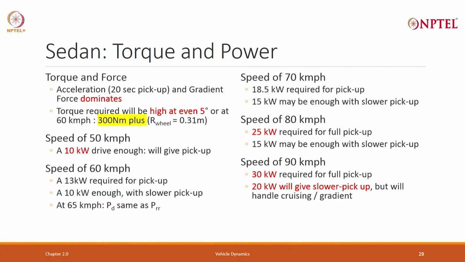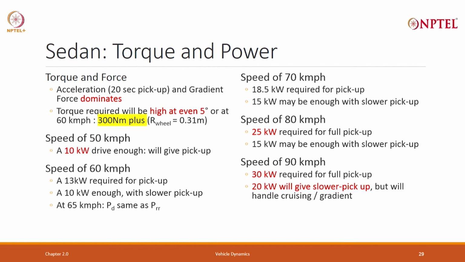For speed up to 90 kilometer per hour, you suddenly require 30 kilowatt for pickup. 20 kilowatt may be enough, including for slope. Slope, of course, you will not go at 90 kilometer per hour, you will go at 30 kilometer per hour. So, if you have a 20 kilowatt motor, it will give you a slower pickup, but the rest it will work. But 90 kilometer per hour, this kind of stable stop.